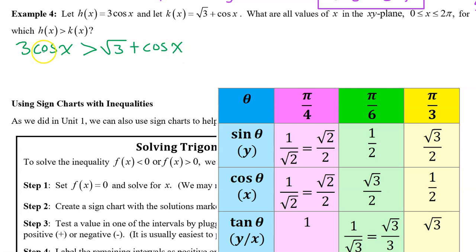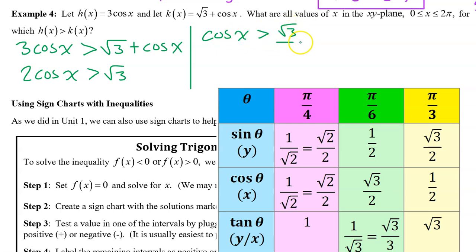I notice that we have like terms on opposite sides of this inequality. So let's pull these together by subtracting cosine x from both sides. 3 cosine x minus 1 cosine x is 2 cosine x. So we have 2 cosine x is greater than radical 3. Next, we can isolate the cosine x by dividing both sides by 2. That will give us cosine x is greater than radical 3 over 2.